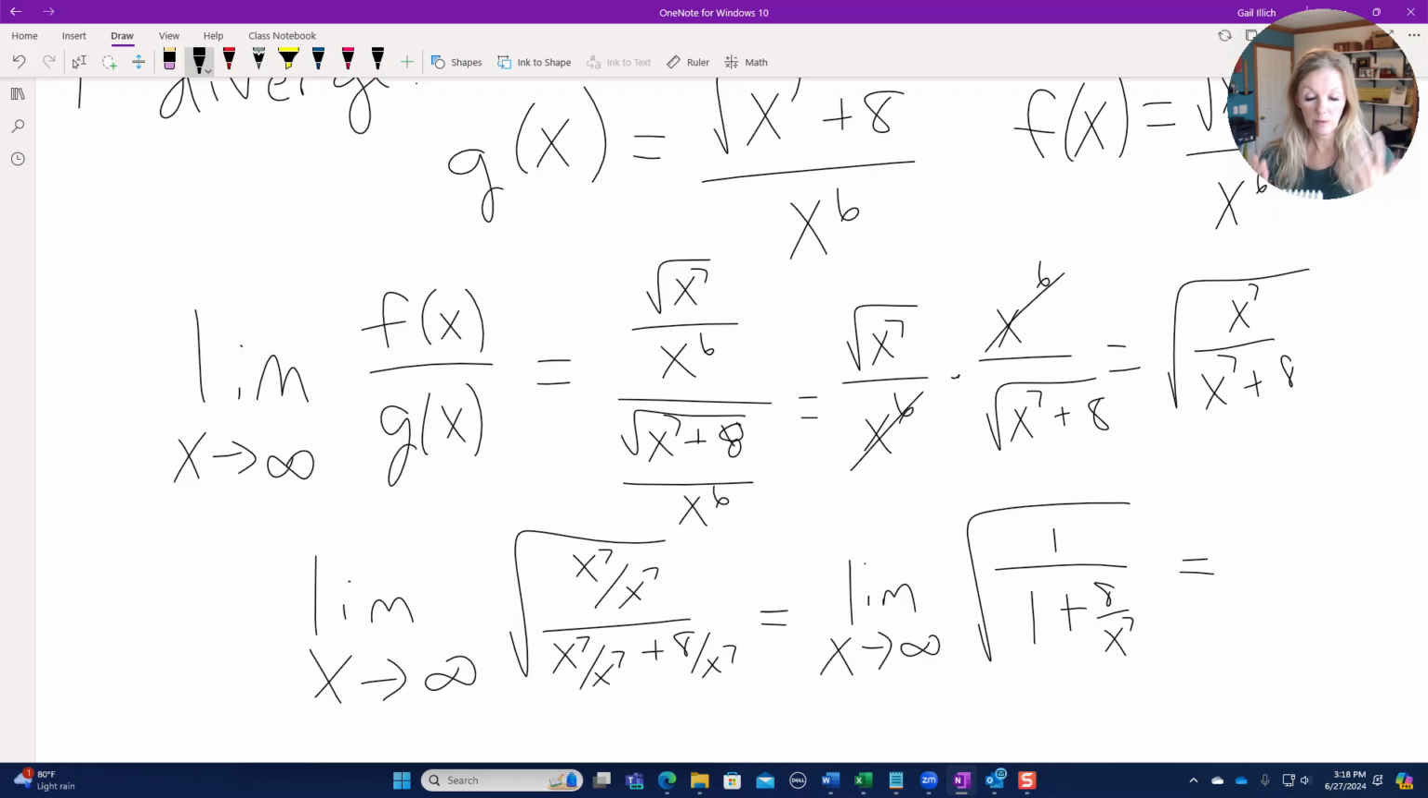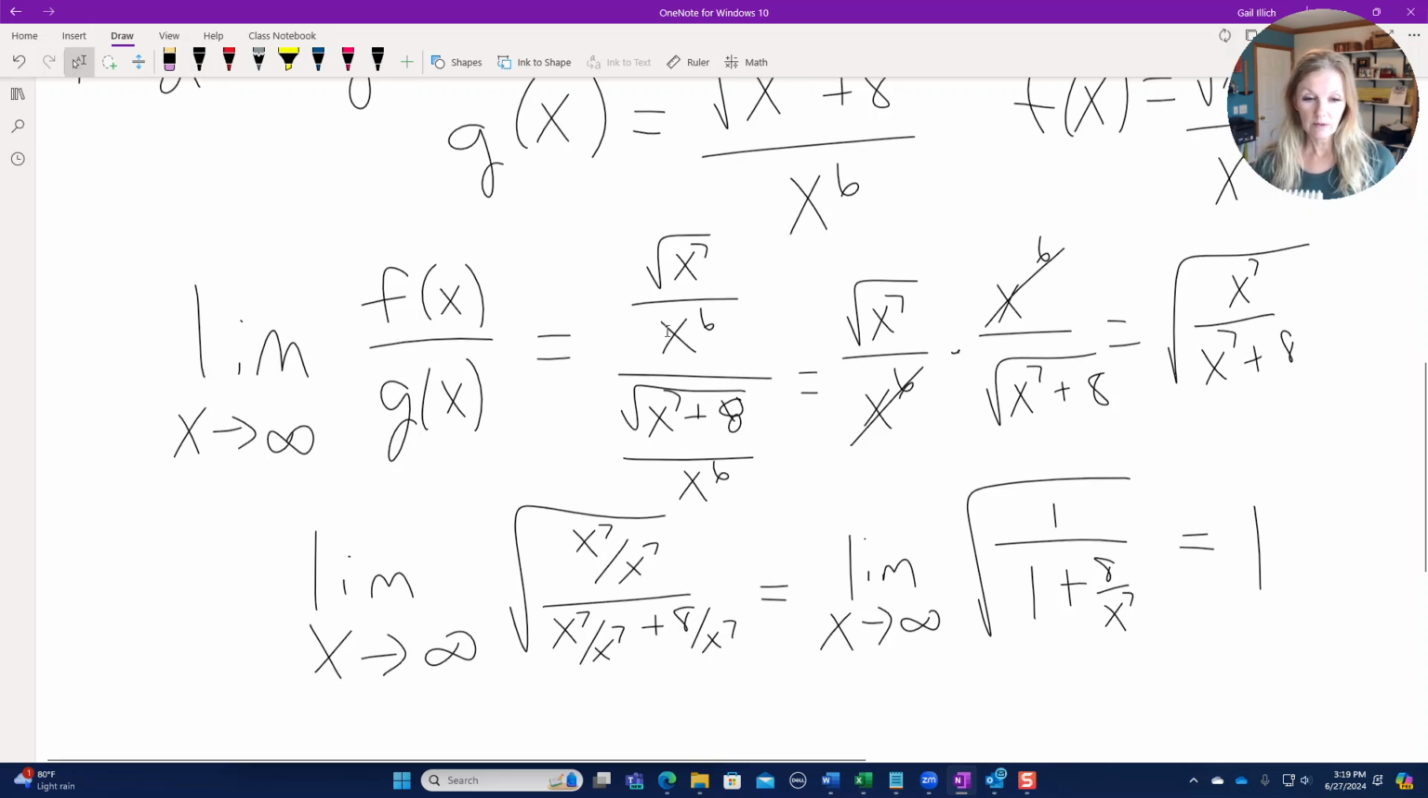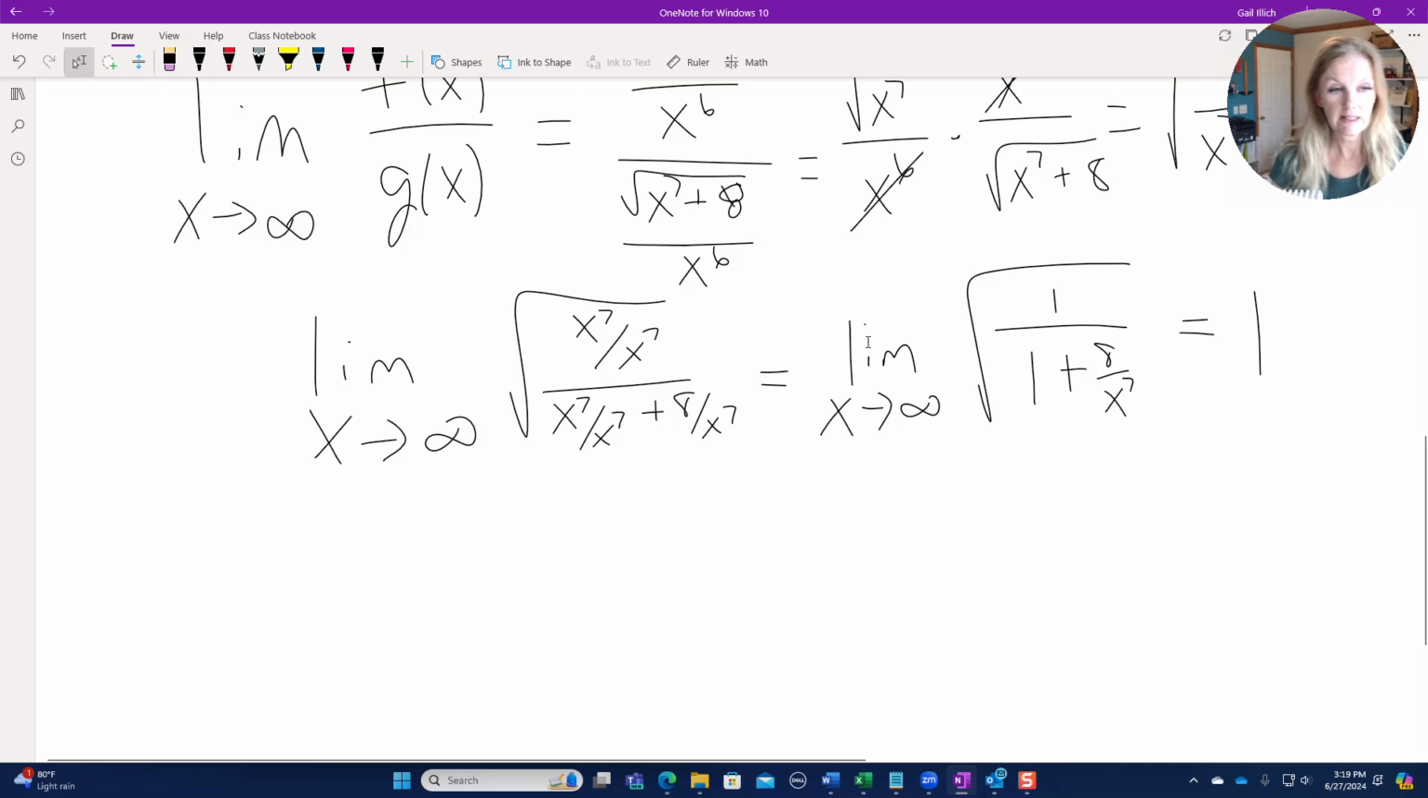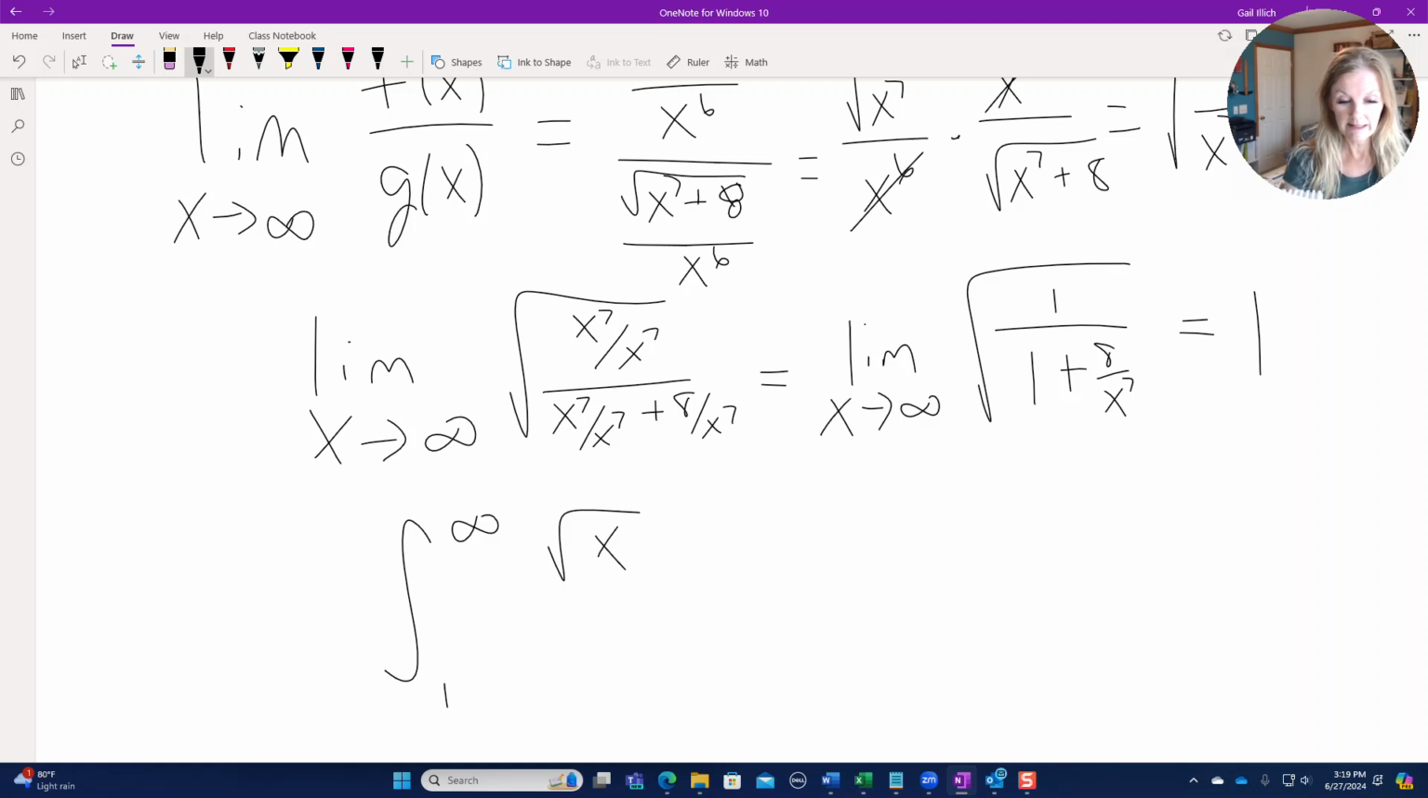So you're just going to have the square root of 1 over 1, which is just going to be 1. So you do know that the limit exists when you look at the quotient between these two functions. So now all we need to do is consider what happens to our f of x, so the integral of our f of x. So let's think about that. So what is the integral from 1 to infinity of the square root of x to the 7th over x to the 6th dx?